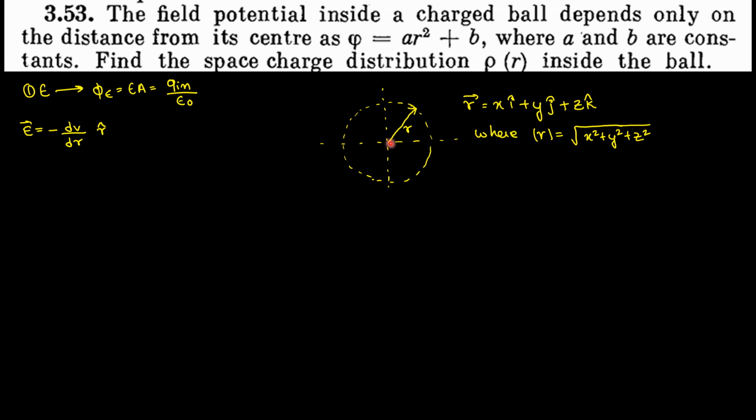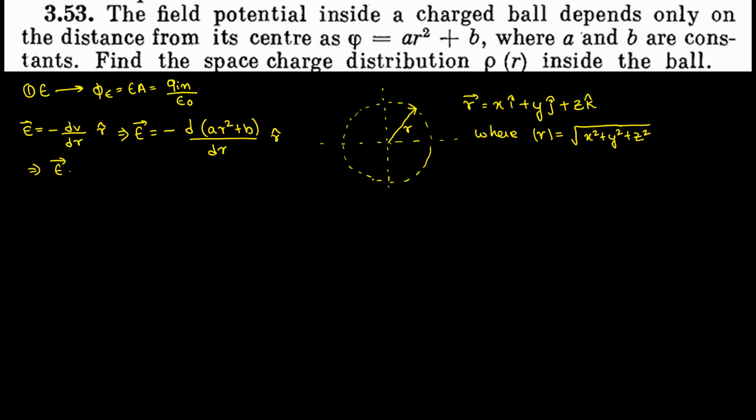If I'm finding the electric field out here, the direction of the r vector will be along this direction, and the direction of the electric field will also be along the unit of the r vector. So you all understood the concept: electric field is equal to minus dV by dr into the unit of r vector. This unit of r vector just determines the direction of the electric field.